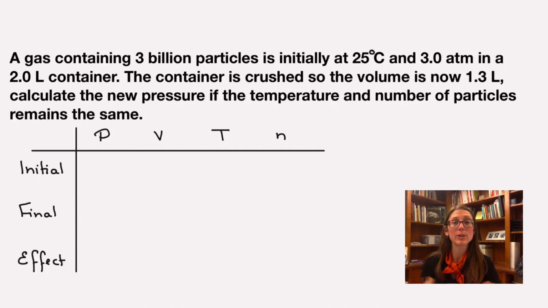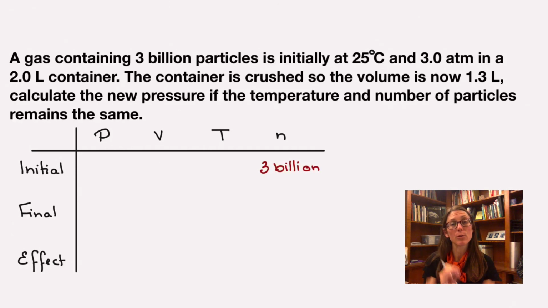So we've got 3 billion particles. That's the number of particles. I'm going to write that under N as my initial number of particles. It's initially at 25 degrees Celsius. Now, here's what you must remember. I'm going to write in really big letters over off to the side here in just a second. You must use Kelvin for all gas law problems.